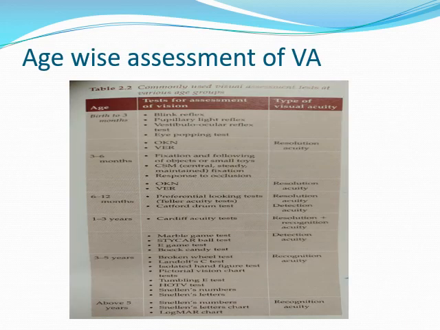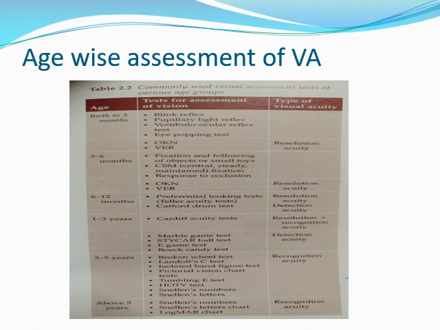So this is the age-wise assessment of visual acuity. Depending upon the age, the test for visual acuity varies. From birth to 3 months, blink reflex, pupillary light reflex, vestibulo-ocular reflex, eye popping test, OKN and DER can be done. For 3 to 6 months, fixation and following of objects or small toys, and response to occlusion. For 6 to 12 months, differential looking test, Teller acuity chart, Stycar. For 1 to 3 years, you can try the cardiff acuity test, marble game test, E-game test, Boyd candy test or Stycar ball test.